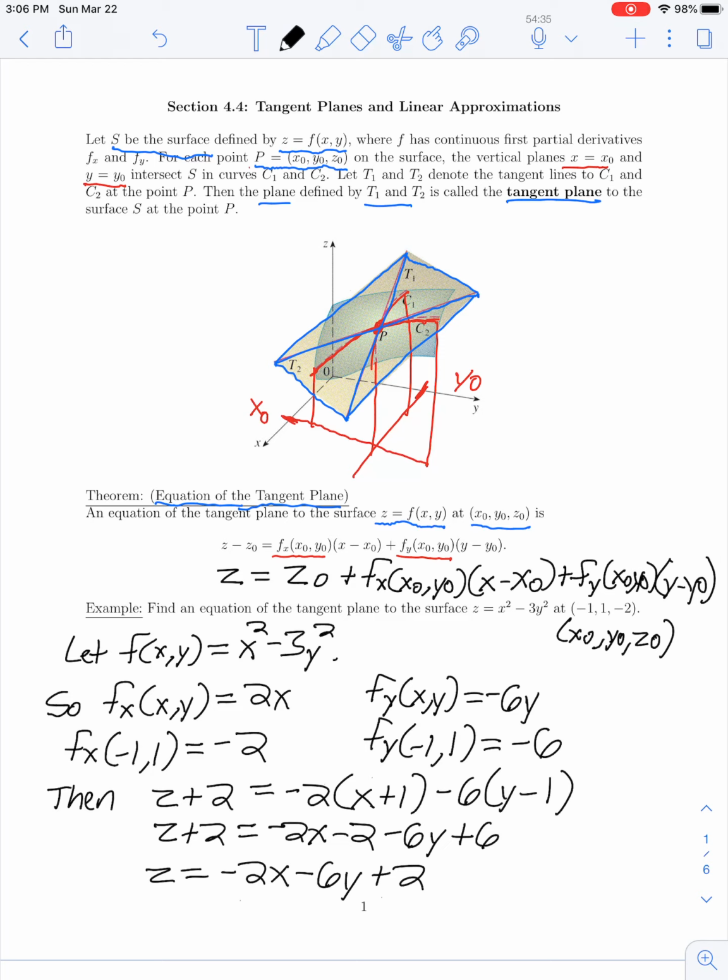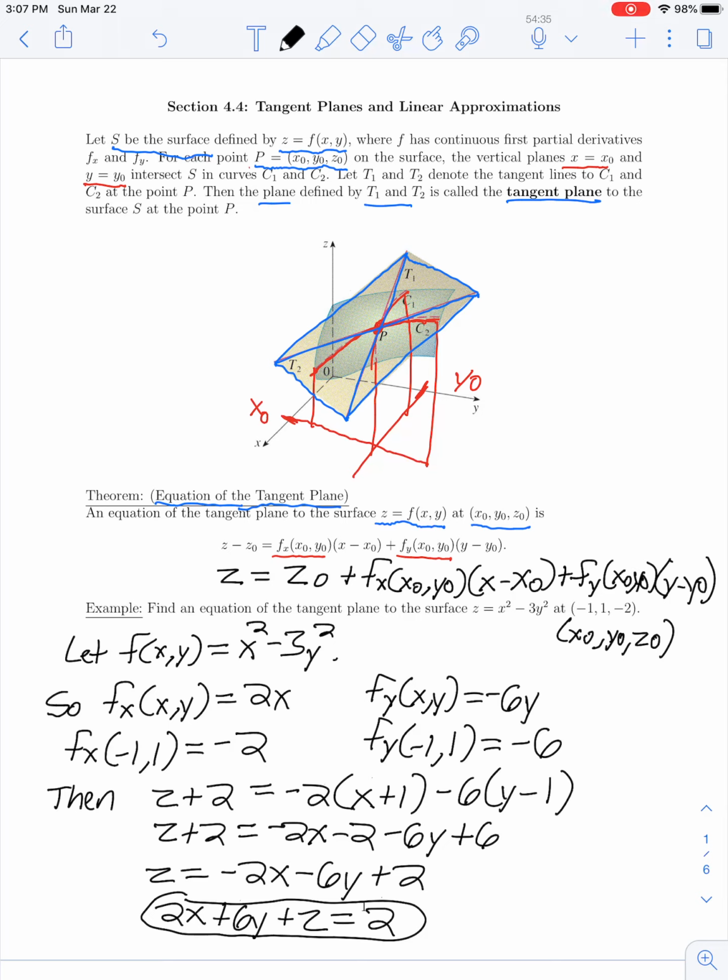Or if we preferred, we could write this in the standard form for the equation of a plane, which would be 2x plus 6y plus z is equal to 2. So depending on how we want to format our answer, we could either use this standard form for the equation of a plane or solve for z.